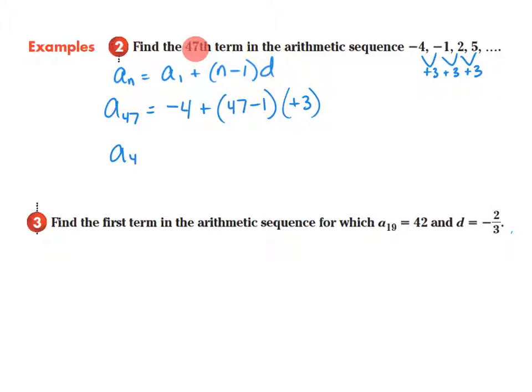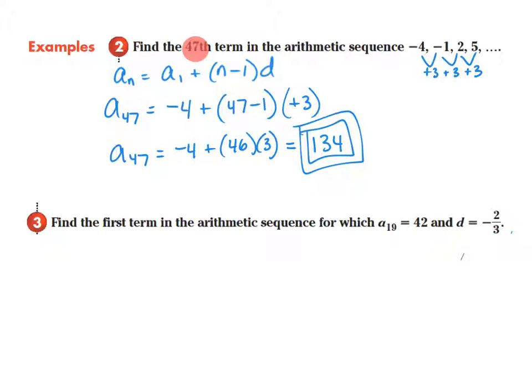So I know now that my 47th term is going to be -4 plus 46 times 3. And that gives us 134. Okay, so the 47th term in this sequence is 134. Beats adding 3 another 40-something times, right? Okay. So here, now we want to use the same formula.